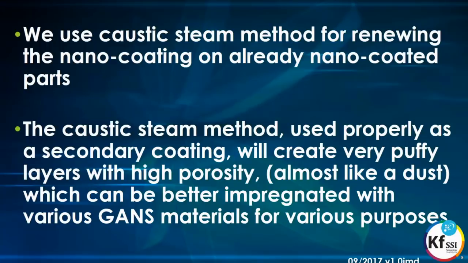The caustic steam method, used properly, is a secondary coating. If we do it after the hot caustic method and use this method as the secondary coating, it will create very puffy layers of your nano layers with high porosity. So it's almost like a dust, which can be better impregnated with various GANs materials for various purposes.